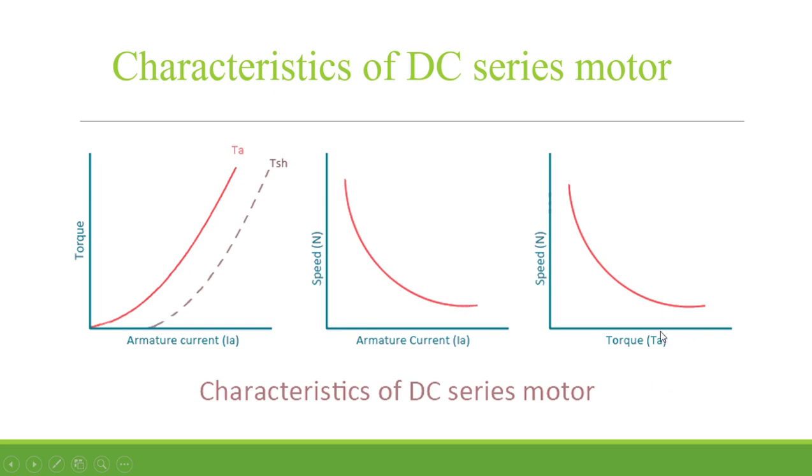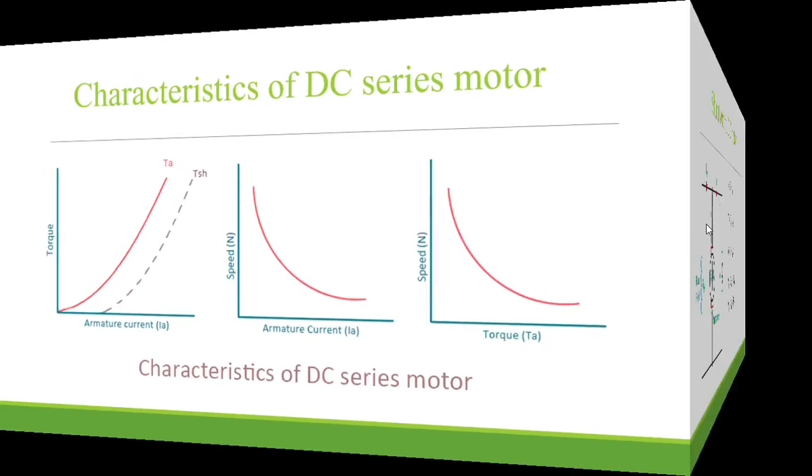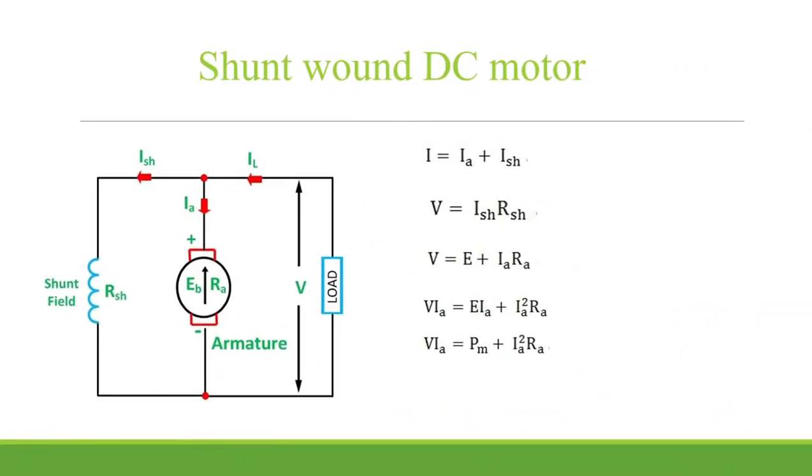Also, the torque is directly proportional to the square of the armature current for a series motor. So if we draw the speed versus torque graph, we will be getting a similar kind of curve. For small torque, the speed is high, and for larger torque, the speed is low. So these are the three characteristics of a DC series motor. The characteristic torque versus armature current is called the electrical characteristic, and the characteristic speed versus torque is called the mechanical characteristic.